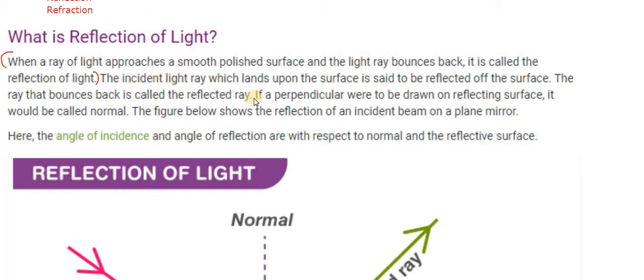The incident light ray which lands upon the surface is said to be reflected off the surface. The ray that bounces back is called the reflected ray. If a perpendicular is drawn on the reflecting surface, it is called the normal.